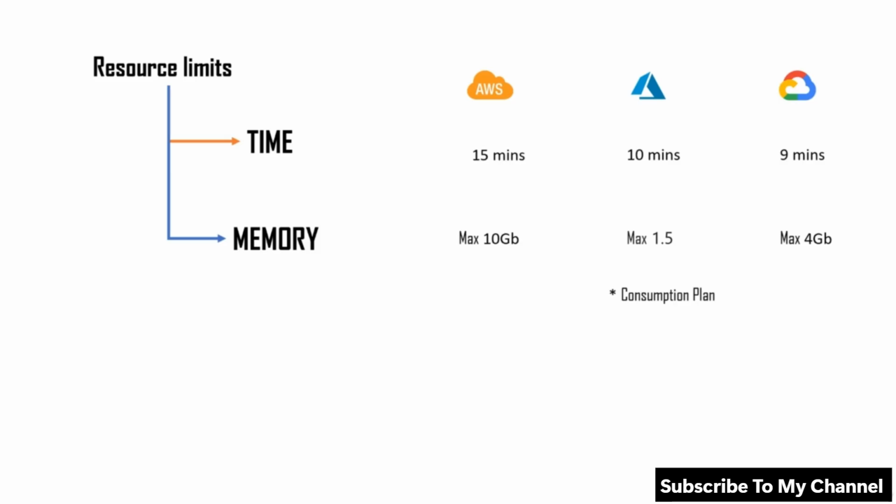The same is the case with memory as well. The maximum memory that AWS allocates for a particular Lambda function is 10 GB, and for Azure it's 1.5 GB, and for GCP it's 4 GB. These are limits that will keep changing. If you look at this slide and see that the numbers are different, that's probably because those numbers have been changed. I would imagine that these numbers would keep increasing, that is, the time limit would keep increasing, and so would the memory.